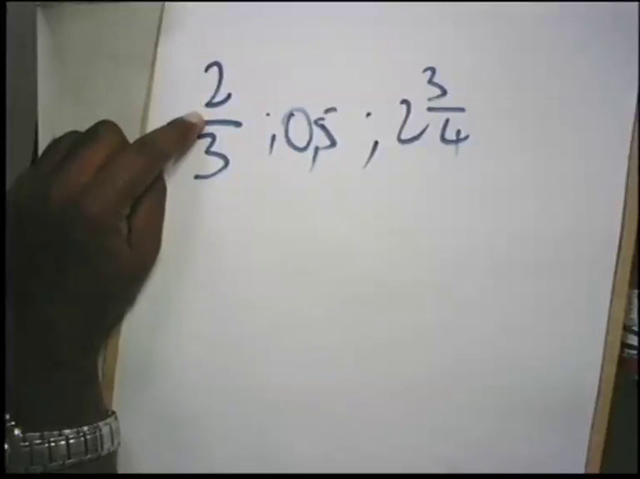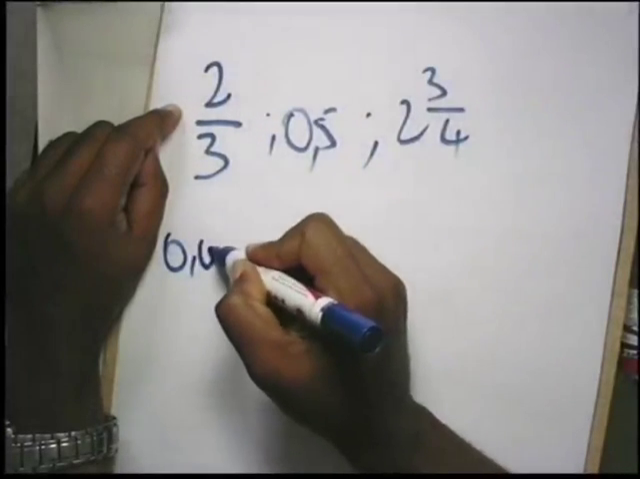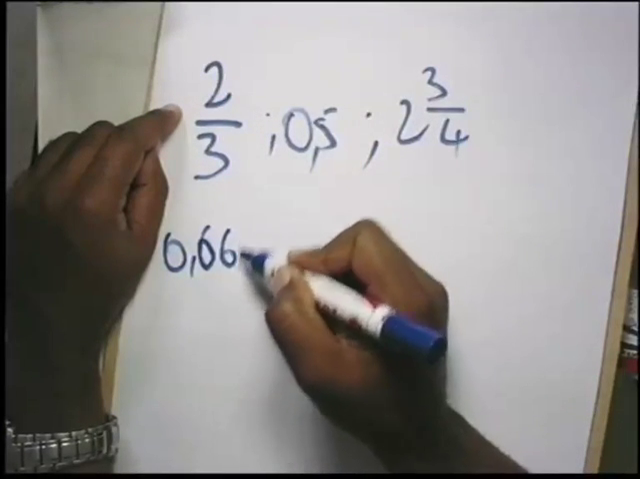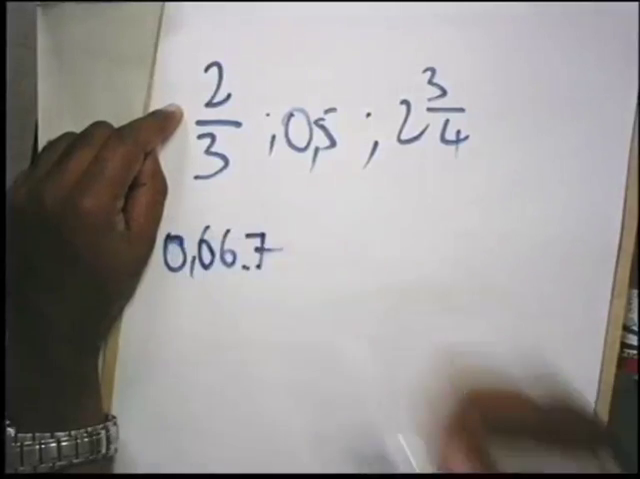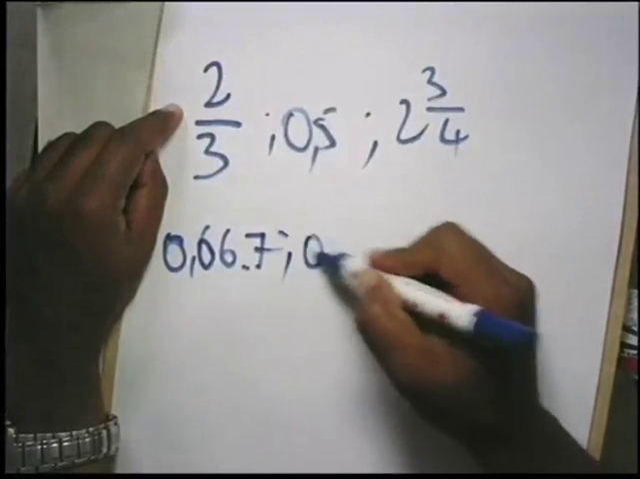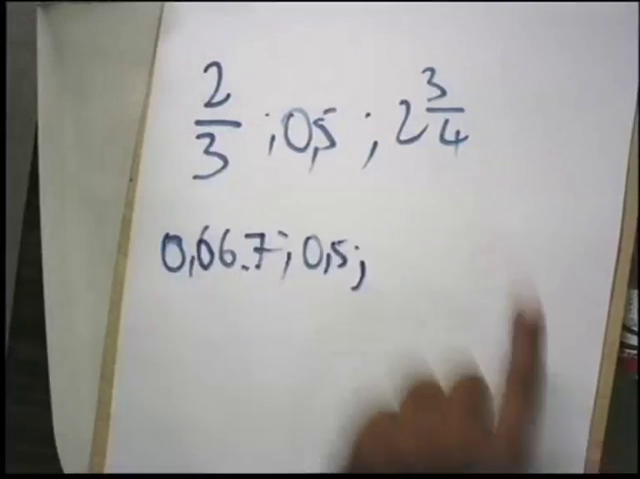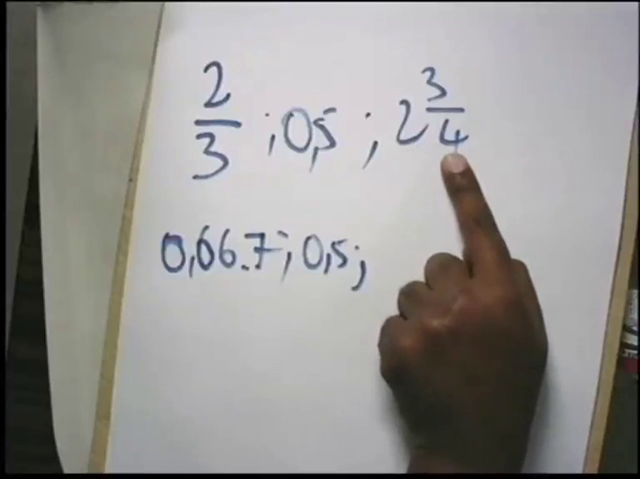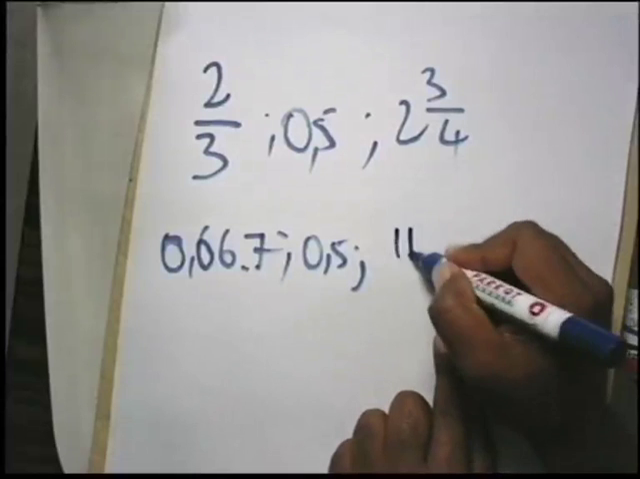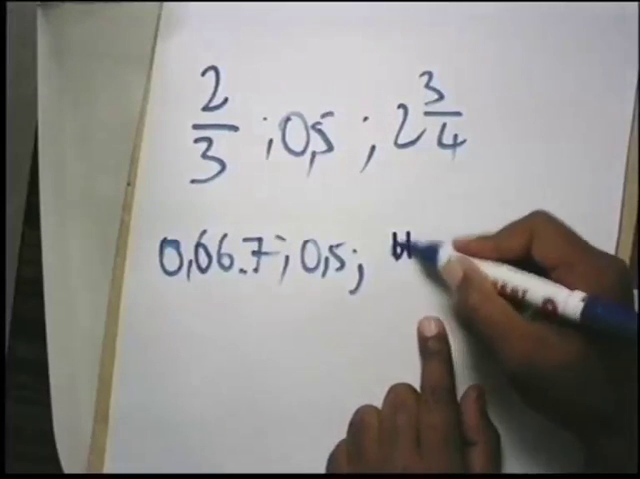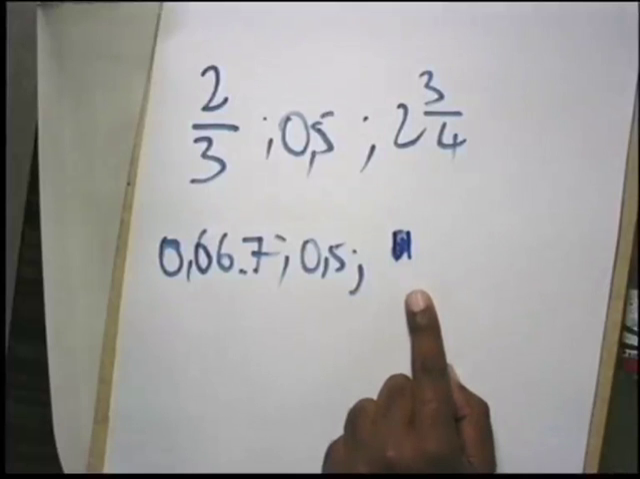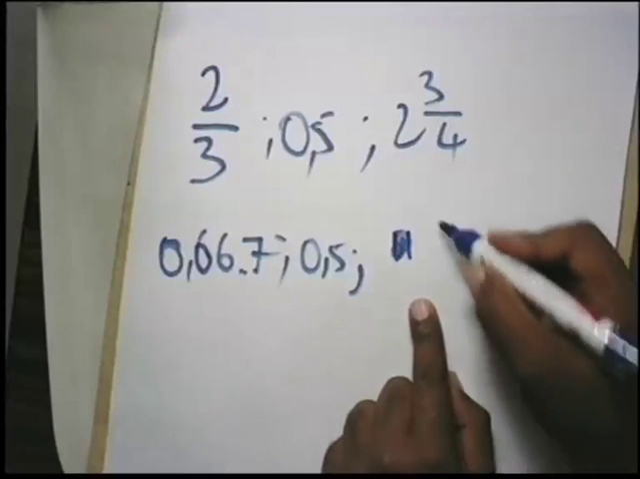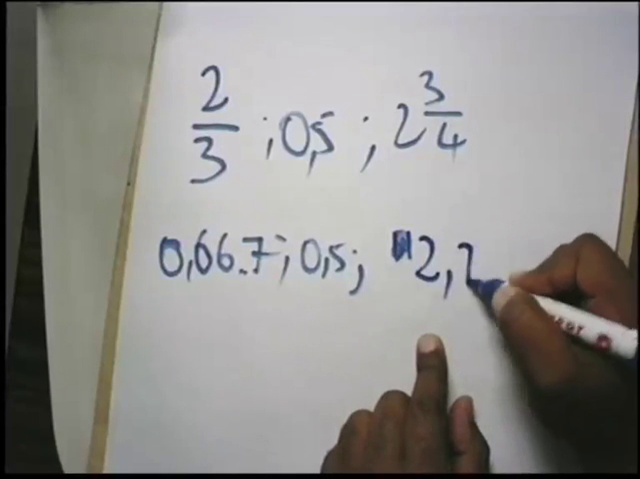So 2 over 3, if you convert it to a decimal number, you get 0,66 recurring. Let's say 0,67. And this one, it just comes down, is 0,5, we know it. And this one, for us to convert the 2 3 over 4, we say 2 times 4 is 8 plus 3, and that's 11, 11 over 4. Now 11 over 4, we can simply say 11 divided by 4. And then we have your final answer, which is 2,75.